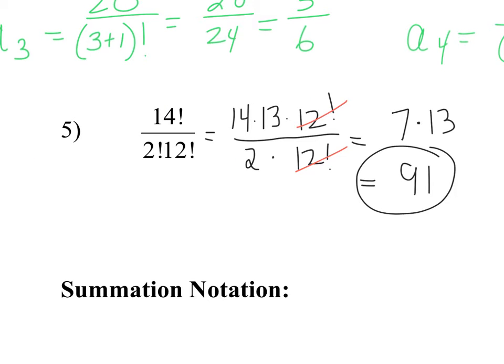Here in example 5, it looks like we may be dealing with some really large numbers, but that's not necessarily true. So looking at the numerator, I know that 14 factorial is 14 times 13 times 12 and so on. Well, that's the same as 14 times 13 times 12 factorial. Why might I stop there? Well, I also have 12 factorial here in the denominator. So I can cancel the 12 factorials, and I'm left with 14 times 13 divided by 2, which I simplified to 7 times 13, which is 91.